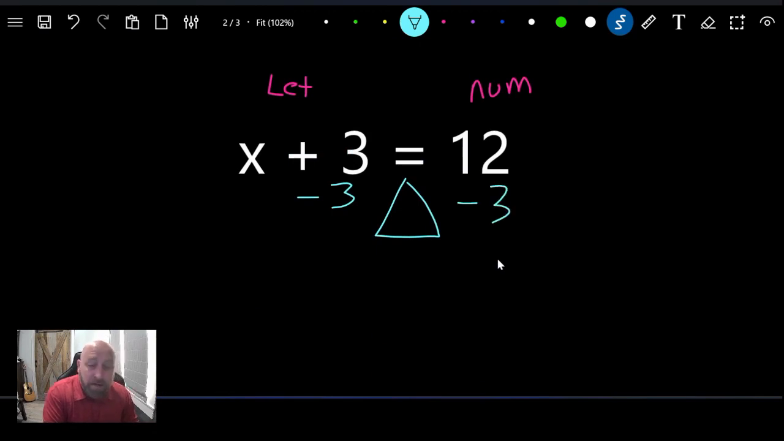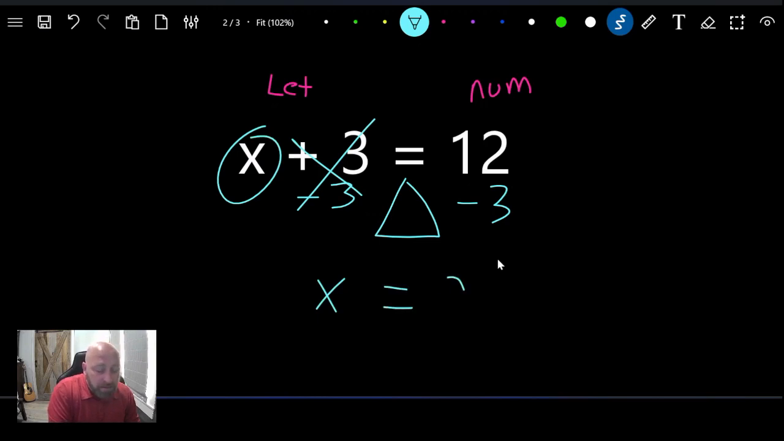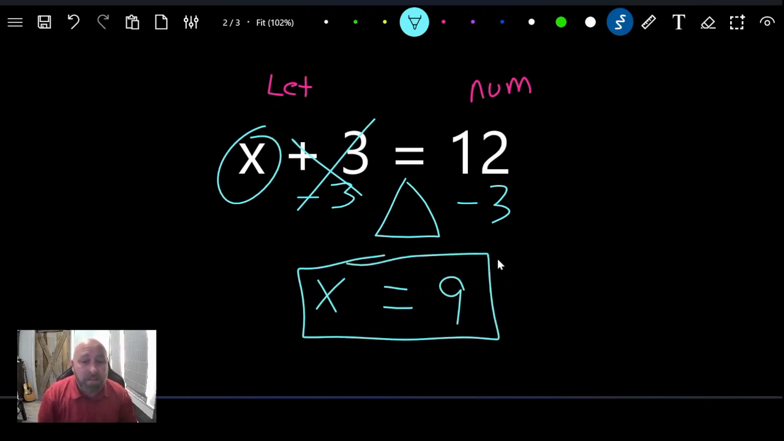I need to subtract 3 over here because I've got to keep that thing balanced. So this does cancel out and give me 0. So I'm left with x equals 12 minus 3 is 9. This is my answer. x equals 9.